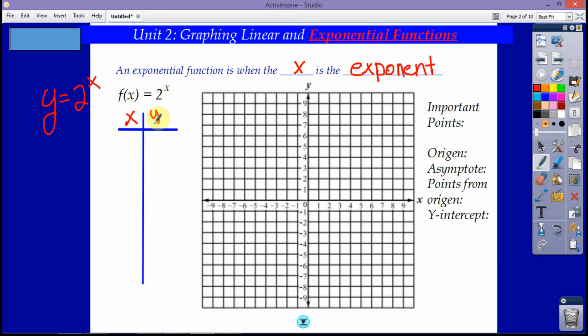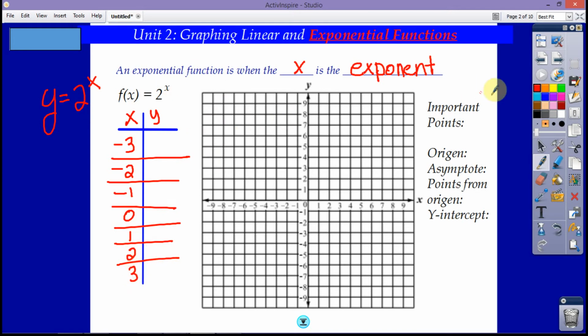And one way to graph it is starting with a simple table, with the x and y table. We're going to be choosing numbers for x and plugging them in over here. For example, we can choose very simple numbers like -3, -2, -1, 0, 1, 2, and 3. Let's see what happens when we plug in these numbers. So y equals 2 to the -3.